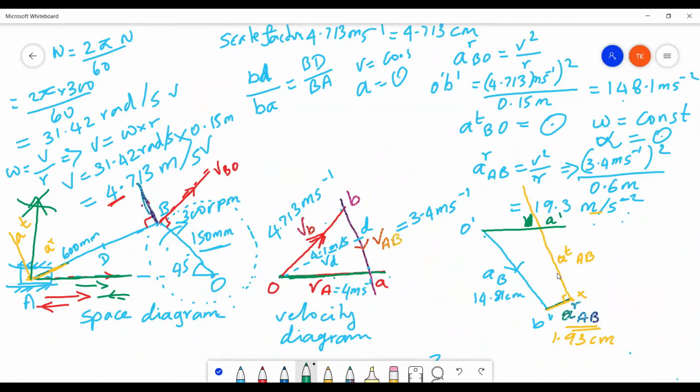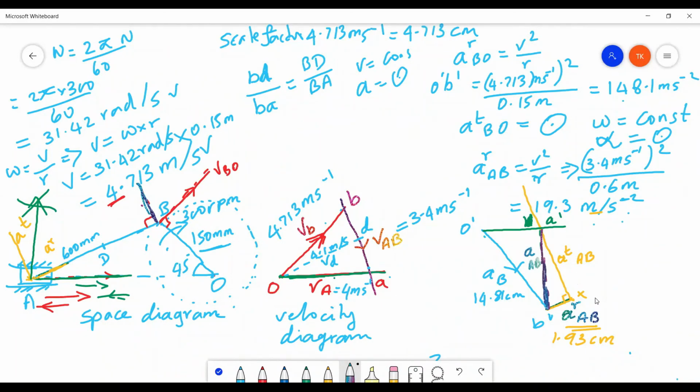Now, since I have two components for the connecting rod, I am going to find the resultant of this. Okay. So this is the final acceleration diagram. I will join it with the firm line. So this is the AAB. Resultant of this A_T_AB and resultant of this A_R_AB will give you the AAB. Okay.